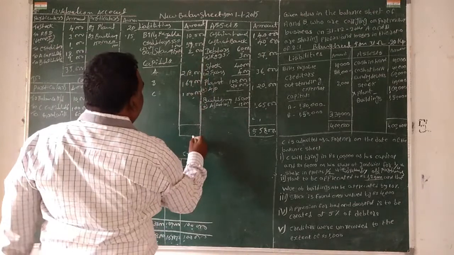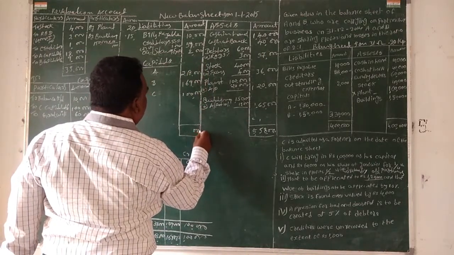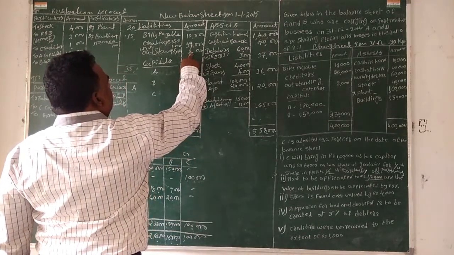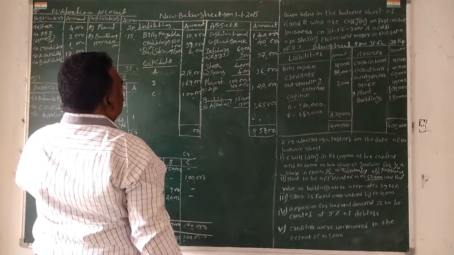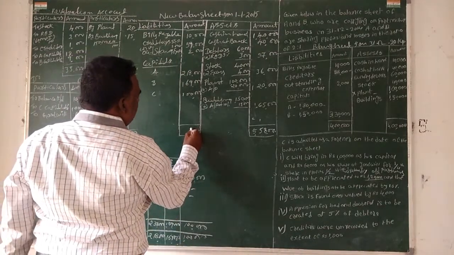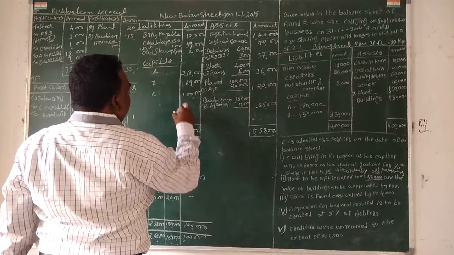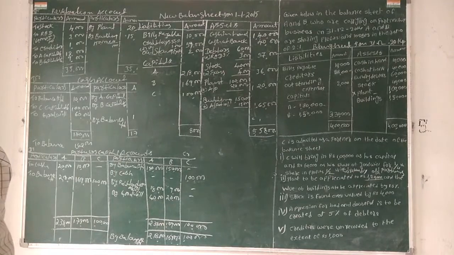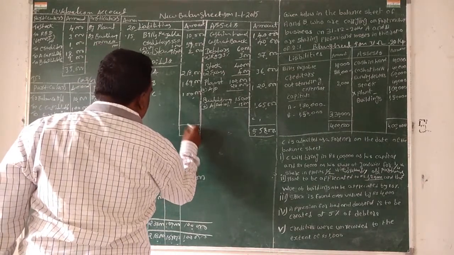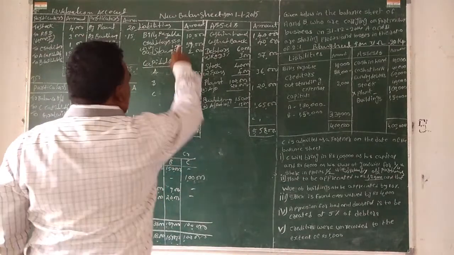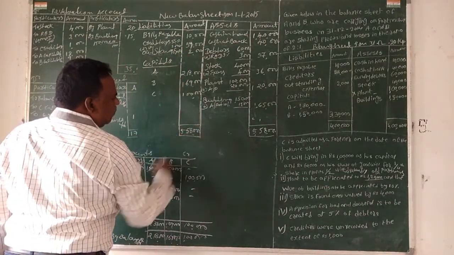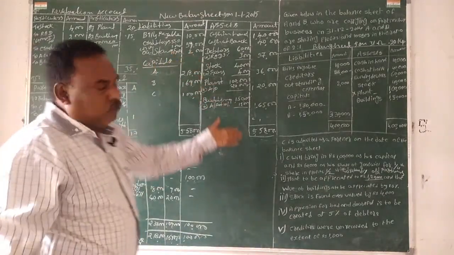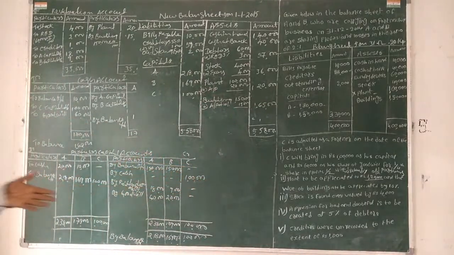Here, liabilities total 5,58,000. Assets total 5,58,000. So once again, cash in hand 1,40,000.